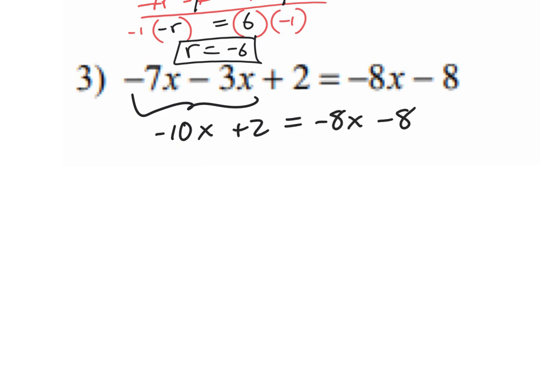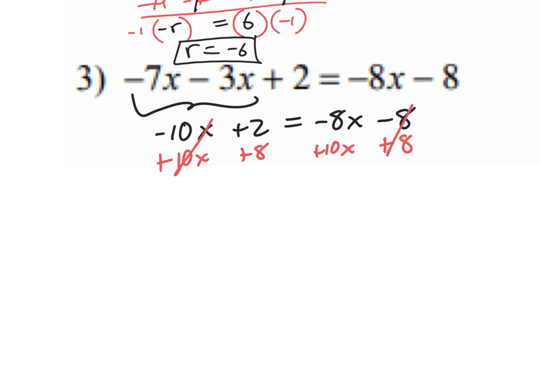Now, which one's more positive? Well, this one's bigger technically. I know 10 is bigger than 8, but if you're thinking about a number line, negative 8 is actually bigger. So we are going to add 10x to both sides. And at the same time, I'm going to get rid of this negative 8 by adding 8 to both sides.